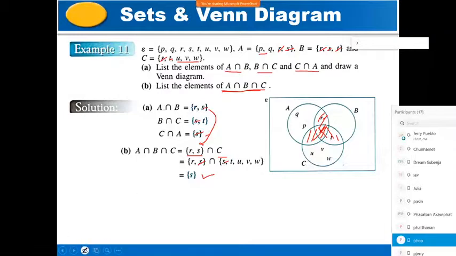Okay, now very simple to find in the Venn diagram. You look only at the middle, no? If you have these notations or mathematical statement, A intersect B intersect C, so this portion is in the middle between the three sets A, B, and C, right? That's why the answer is set S.